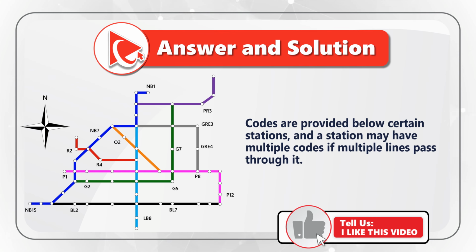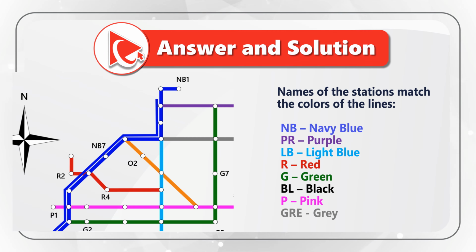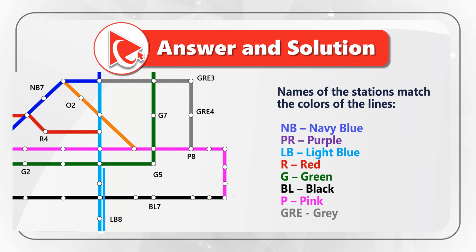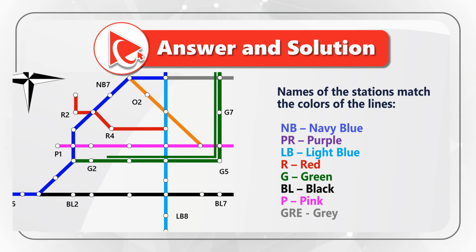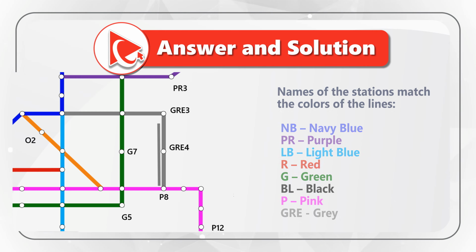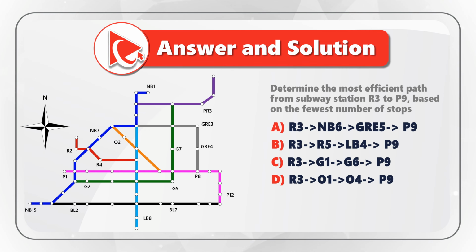What's interesting here is that if you look close enough, you can determine that the names of the stations match the colors of the lines. For example, NB stands for navy blue, PR stands for purple, LB stands for light blue, R for red, G for green, BL for black, P for pink, and GRE for gray. I think now we have a very good understanding of the map and we are ready to answer the question.